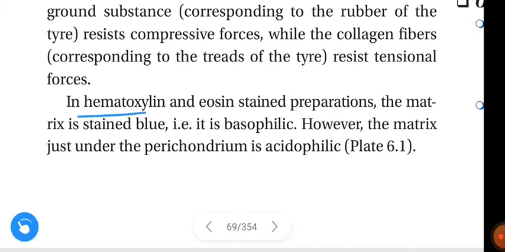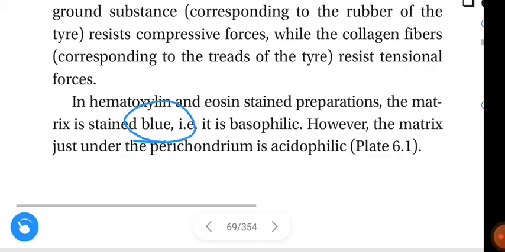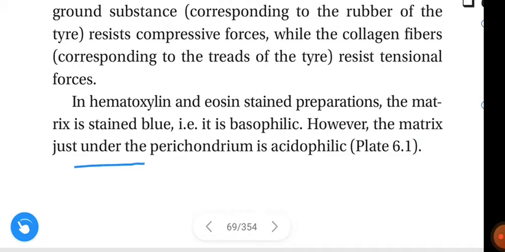In hematoxylin and eosin stained preparations, the matrix is stained blue. It is basophilic. However, the matrix just under the perichondrium is acidophilic. You have to note this, guys. The matrix is stained blue because it is basophilic. The matrix just under the perichondrium is acidophilic.